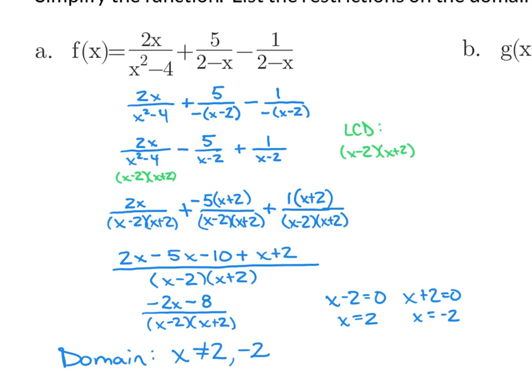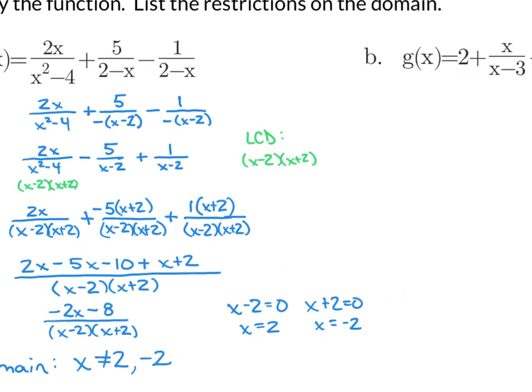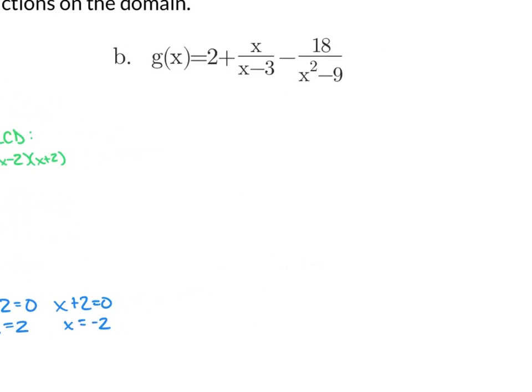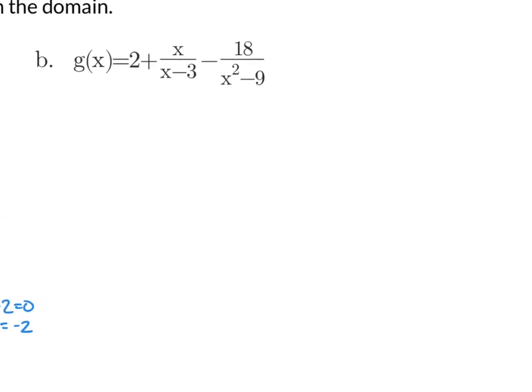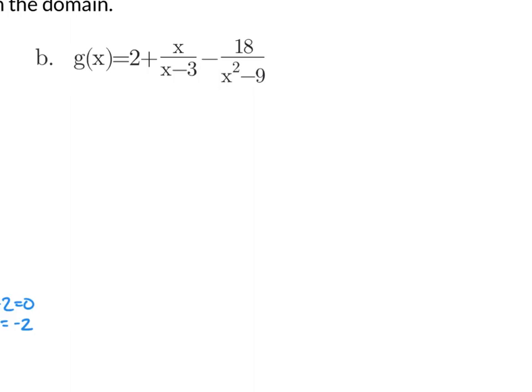And we're done. Okay, let's try one more, because I know that these ones are going to be a little bit more complicated. Let's look at B. B, we have g of x equals 2 plus x over x minus 3 minus 18 over x squared minus 9.